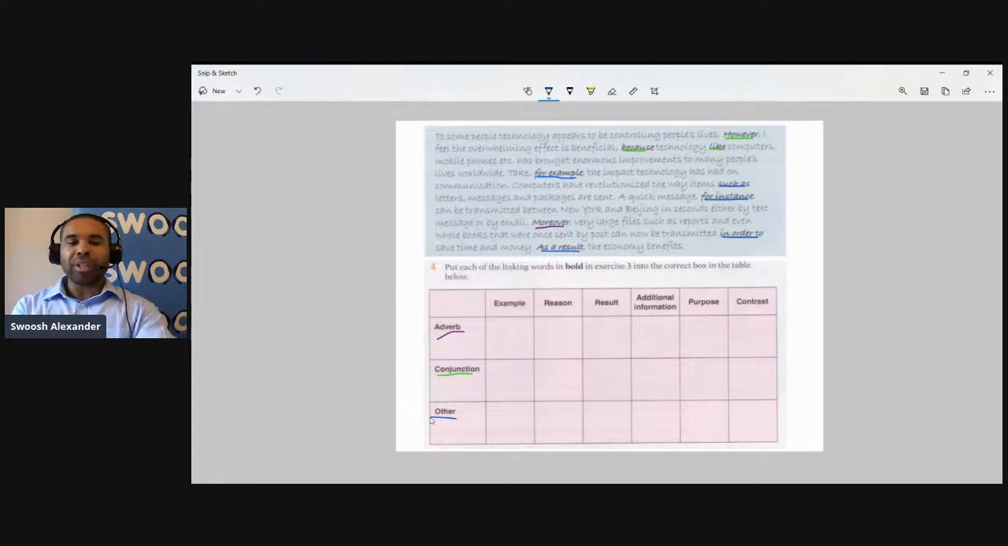To be honest, this part of the task is not so important. What's really important is that we are able to use these words and connectors correctly. That's the most important thing in this task.